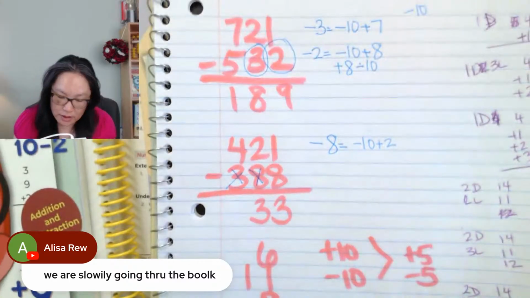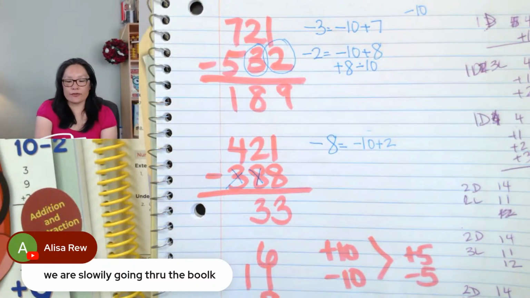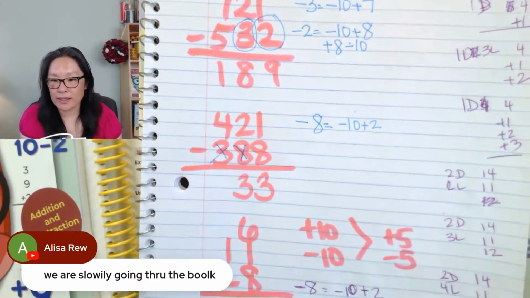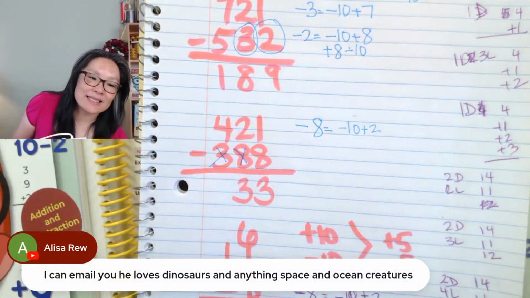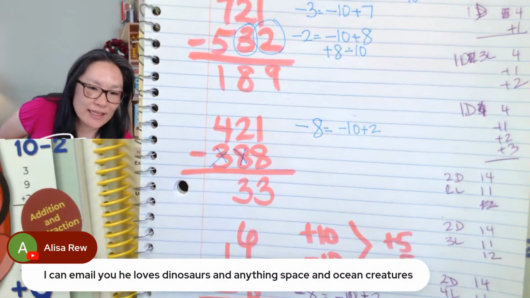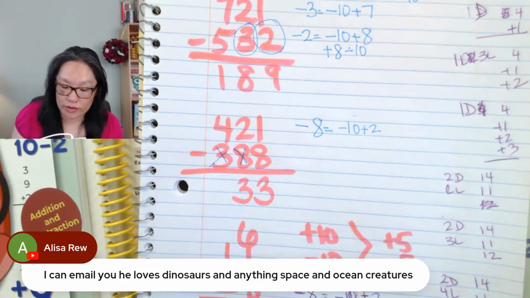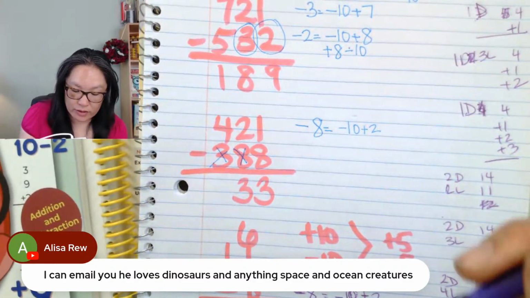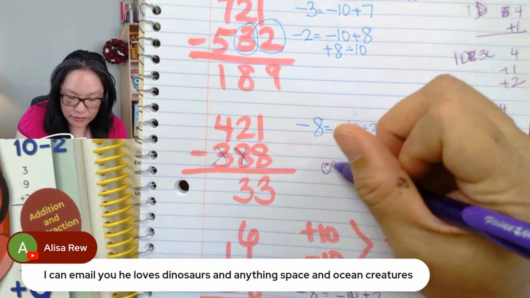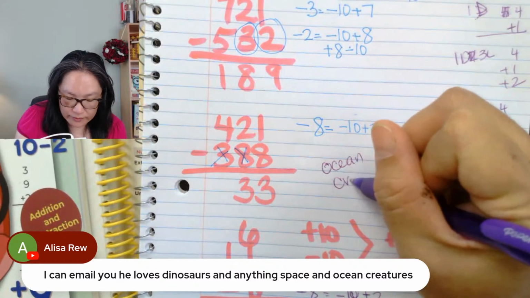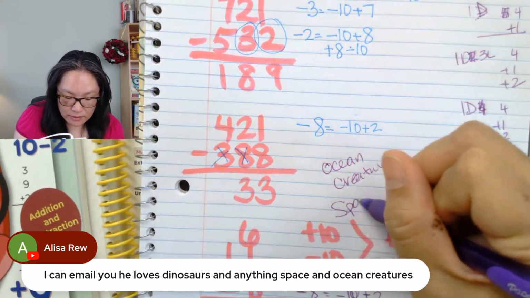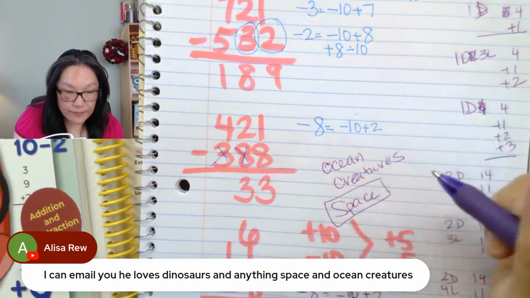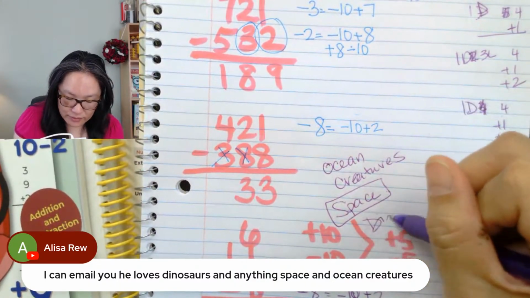Okay, so that'd be a good project to have. So I will see what I could do about that. I can email you. Yes, that would be fantastic. Yes, anything space and ocean creatures. Oh, ocean creatures is a good one too. I never thought about ocean creatures. Space, yeah, and dinosaurs.